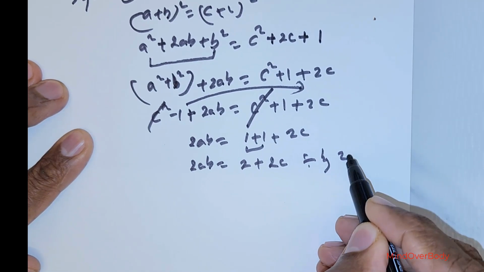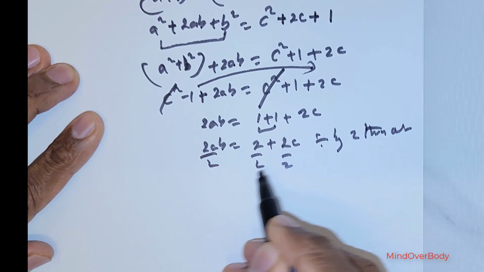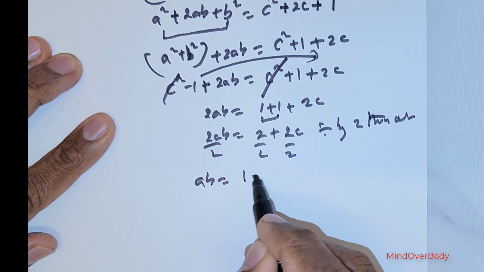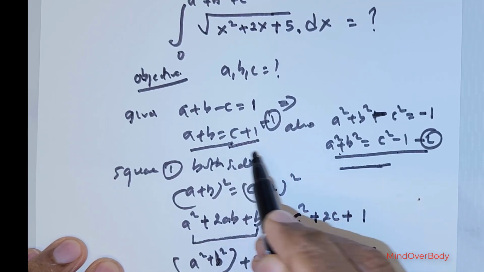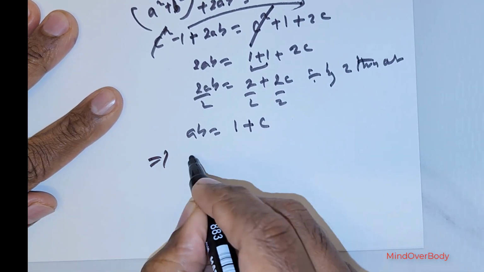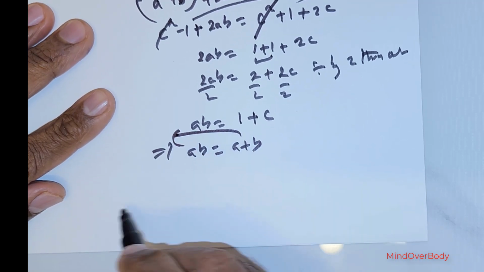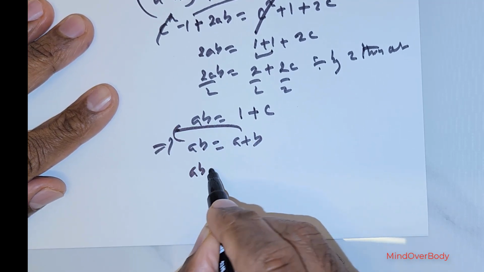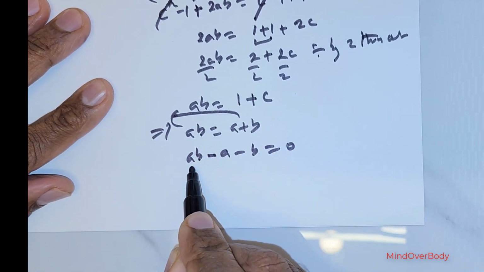So I divide by 2 throughout. That would give me ab = 1 + c. But 1 + c is what? a + b. So this means ab = a + b. Now I wish to bring this a + b to the other side. So you have ab - a - b = 0.